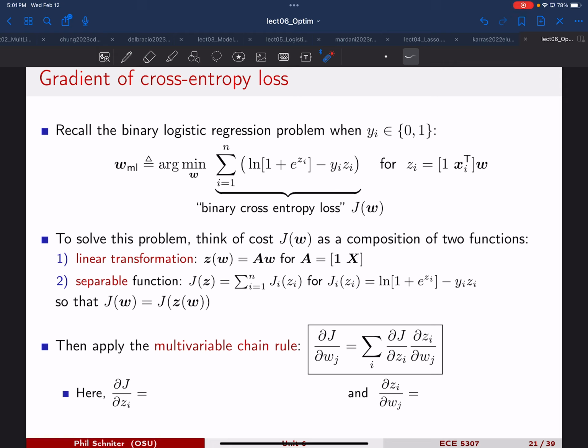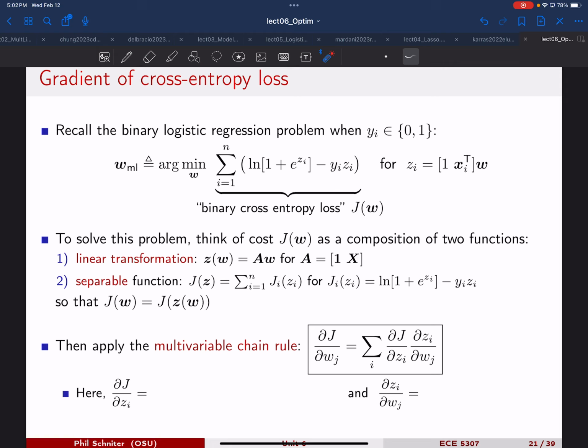Then when you think about the second stage, what's complicated about this second stage is that it's nonlinear, but what's simple about it is that it decouples element-wise. Each of the Z's is processed individually. There's no mixing among the Z's. So that is the form of a lot of cost functions in machine learning. It's a composition of a linear function followed by an element-wise nonlinearity. And so that's going to be our approach to make this tractable.